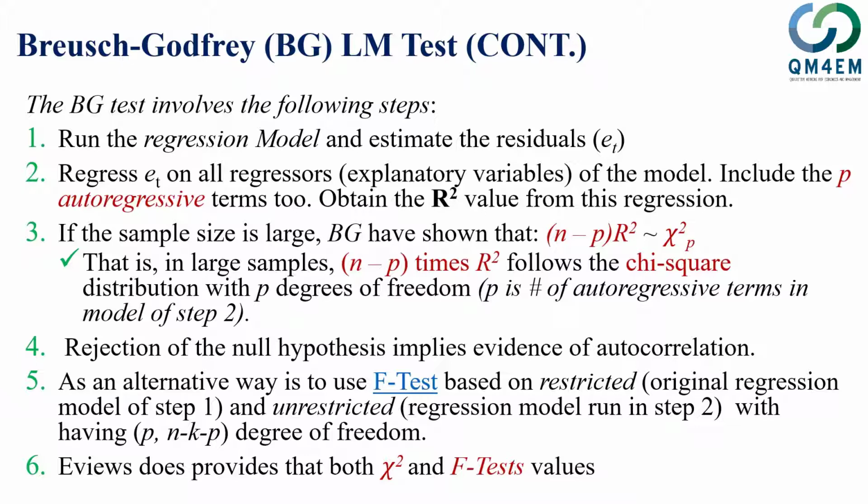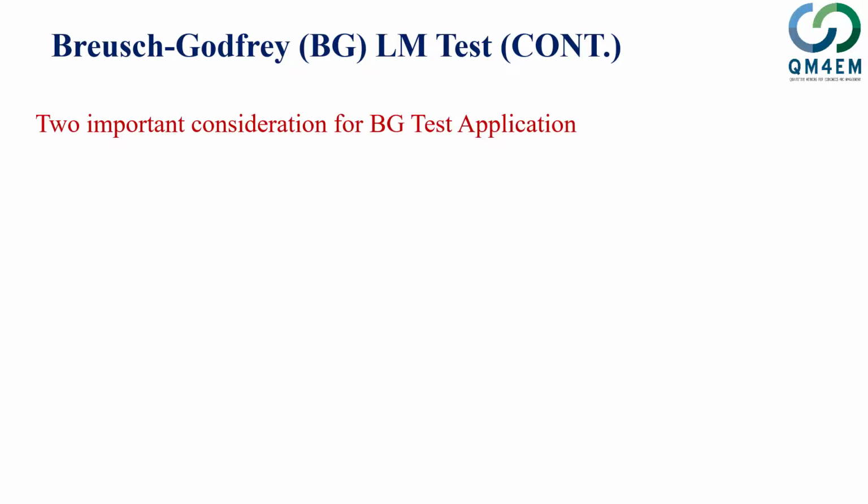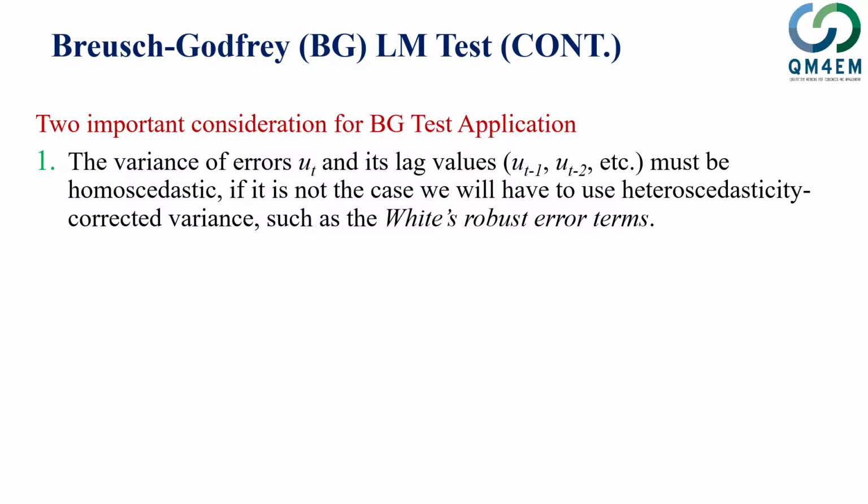Now, while applying the LM test, one should keep in mind two important things. The first is that the variance of the error term and its lagged values, the error terms of order 1 and order 2, must be homoscedastic. In other words, to have trustworthy results from the LM test, we have to ensure that our data do not have a problem of heteroscedasticity. The heteroscedasticity problem has to be removed before applying a test for autocorrelation. Otherwise, we cannot trust the autocorrelation results of the LM test.